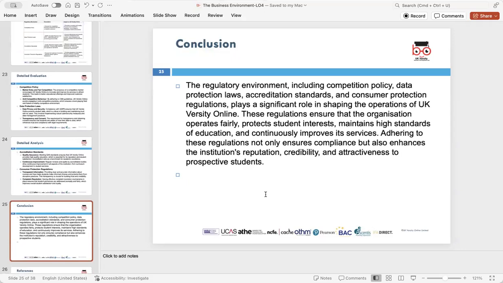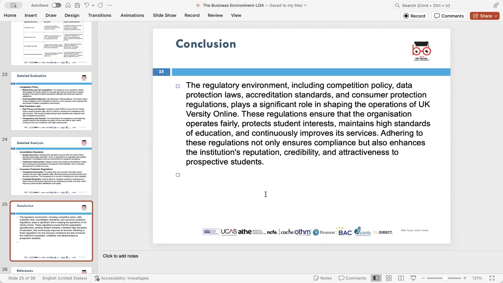So, conclusion. The regulatory environment, comprising competition policy, data protection laws, accreditation standards, and consumer protection regulations, significantly shapes UK Versity Online's operational framework. These regulations ensure fairness, protect student interests, uphold educational standards, and drive continuous improvement.